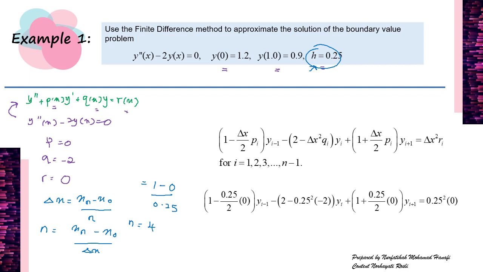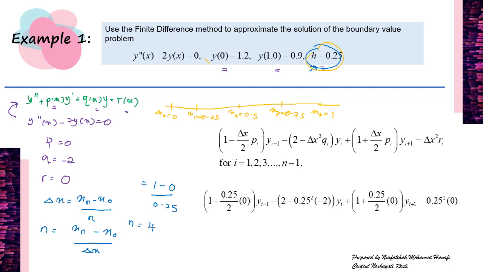From here, when we sketch our number line, okay, so this is our number line. We start with x0 equal to 0, and the increment is 0.25. So we have x1 equal to 0.25, x2 equal to 0.5, x3 equal to 0.75, and lastly, we have x4 equal to 1.